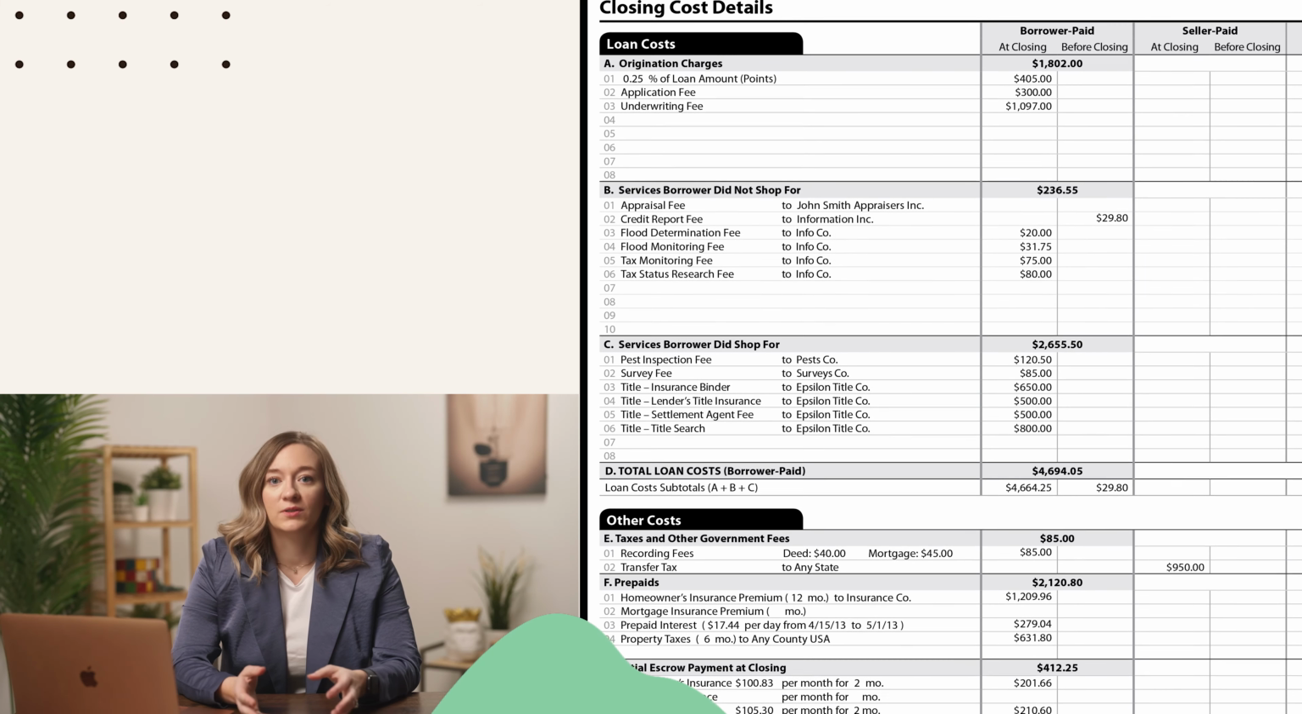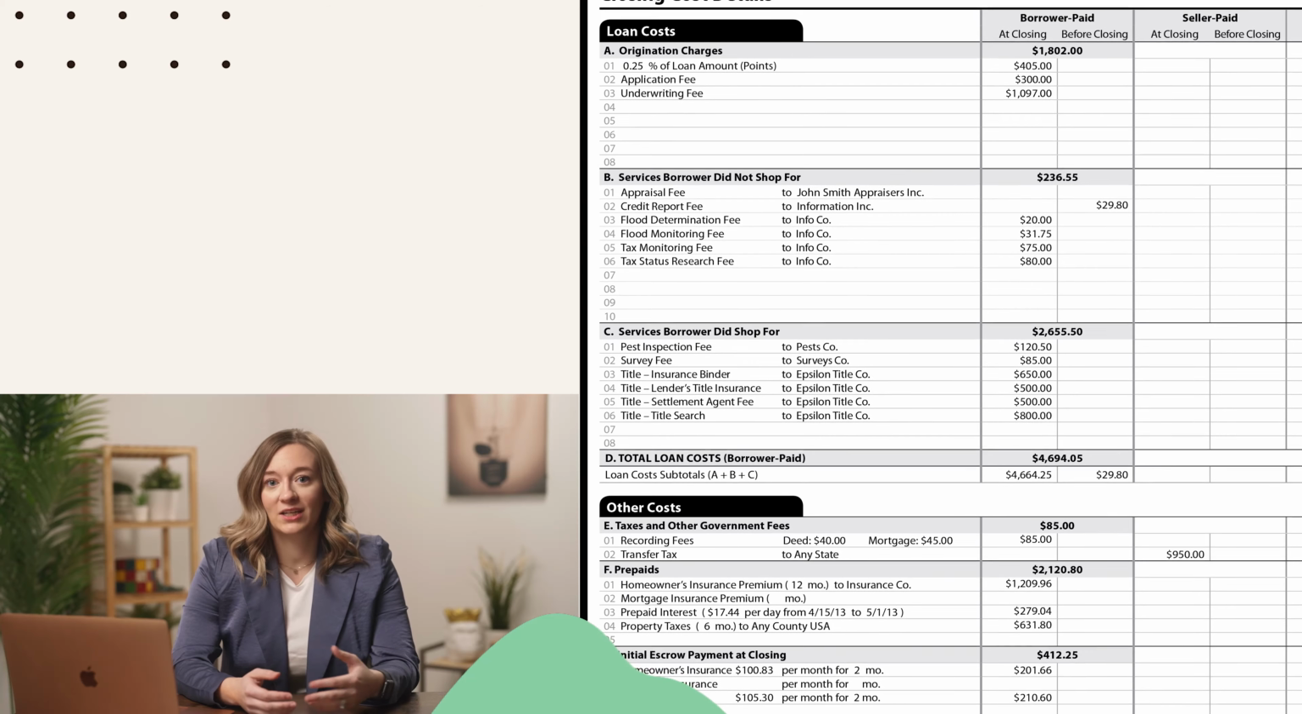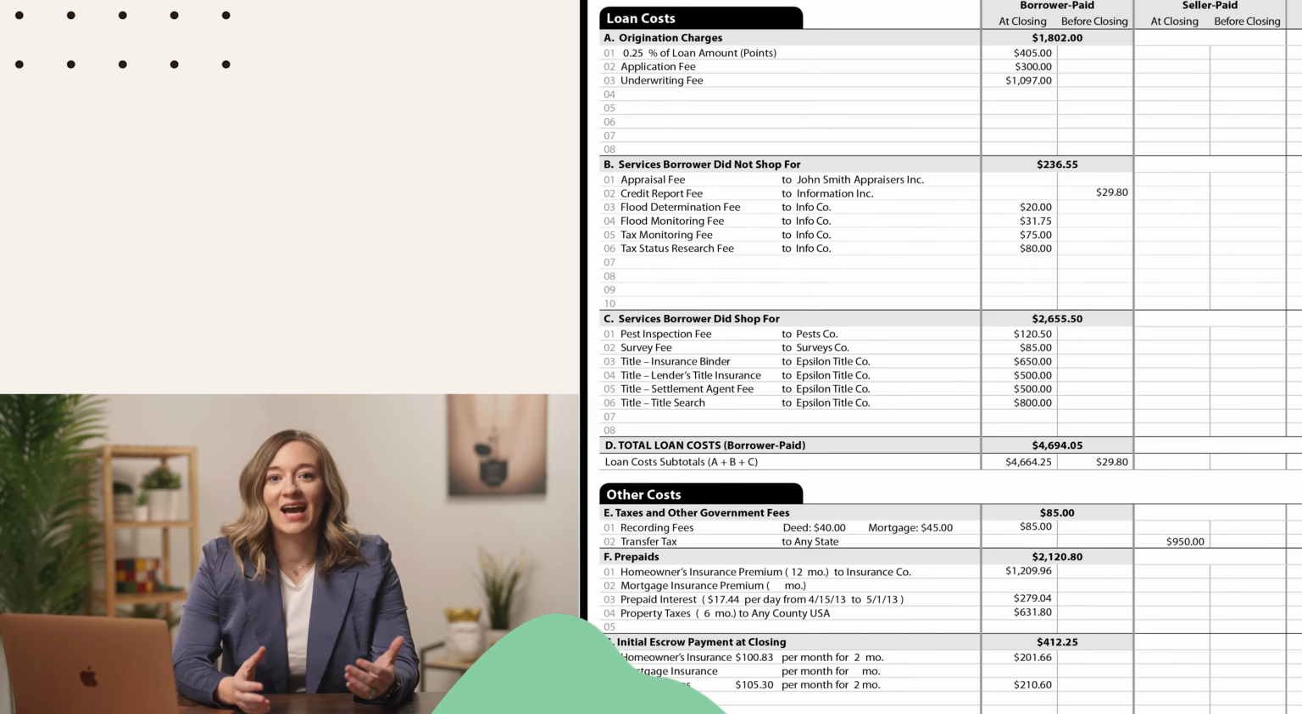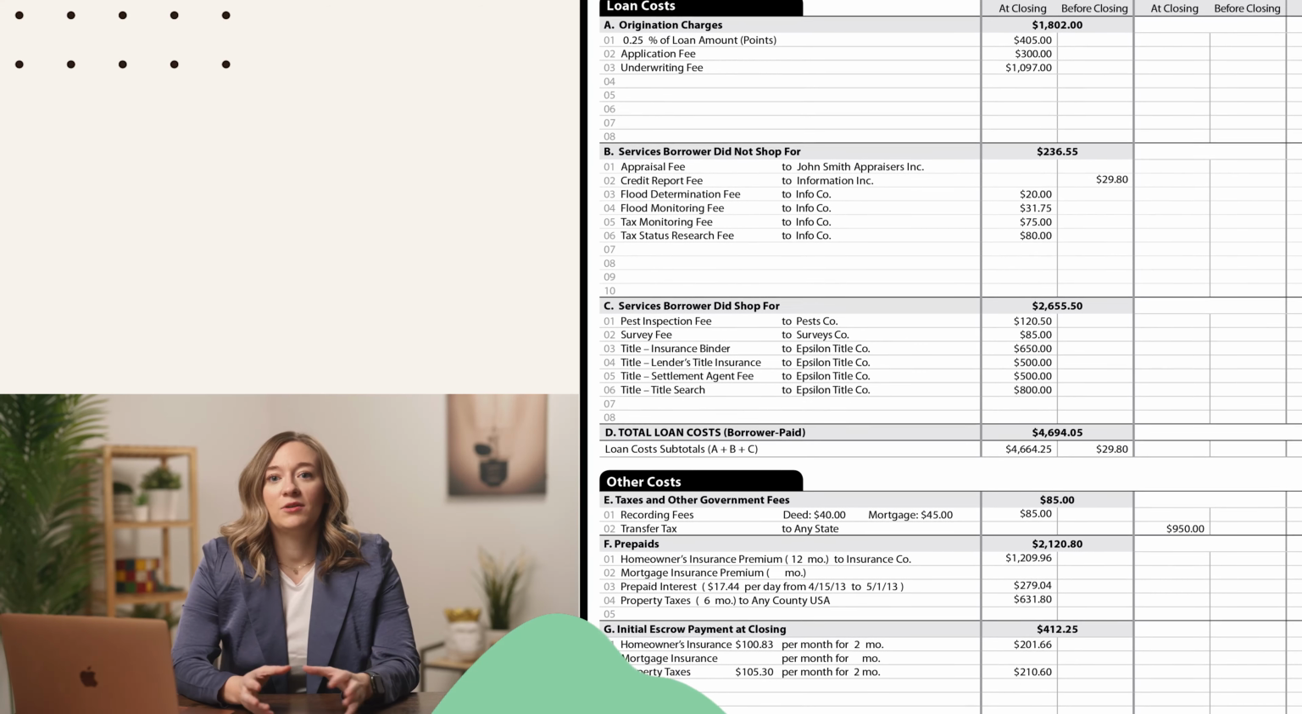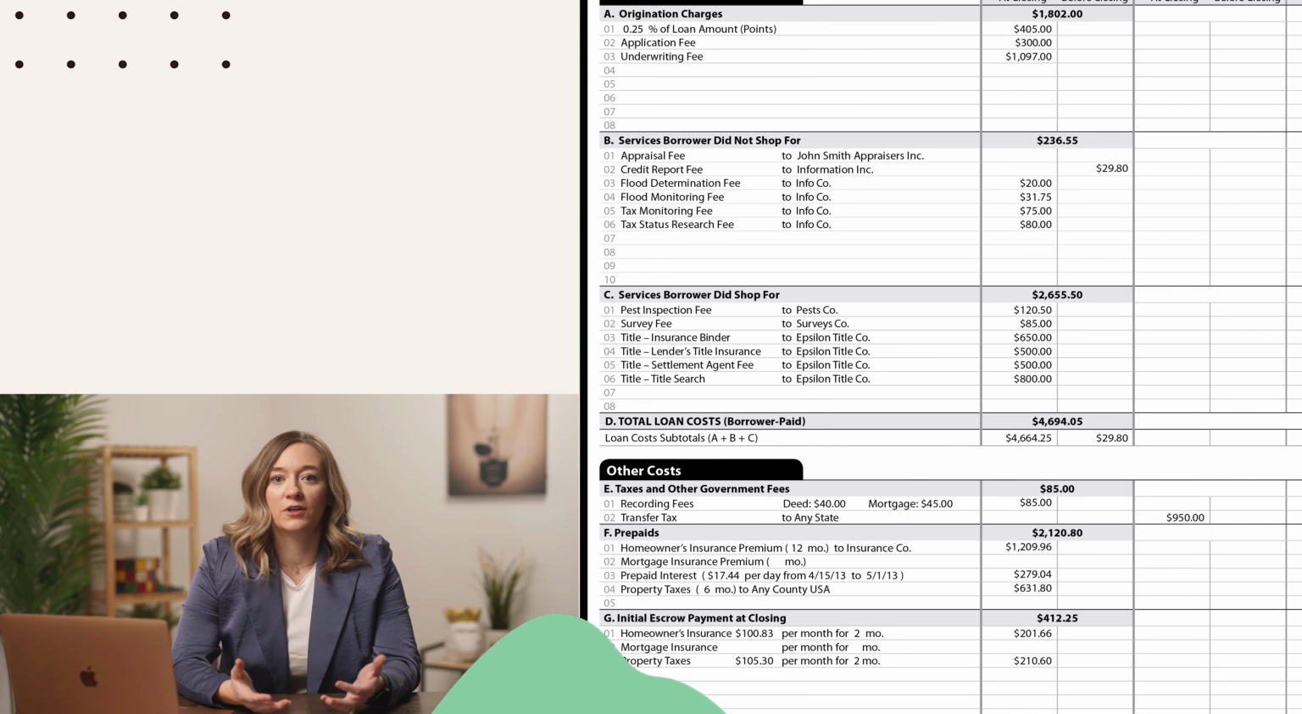Now, on the second page of the closing disclosure, this is the itemization of your closing costs. The top half of that page, sections A through D, that is explaining the things that you have to pay anytime you get a loan for a home. So that could be a refinance as well. So if you refinance, you're going to pay a lot of these same charges again.